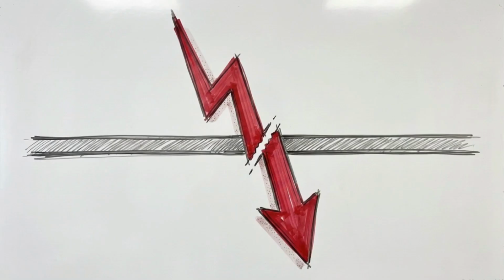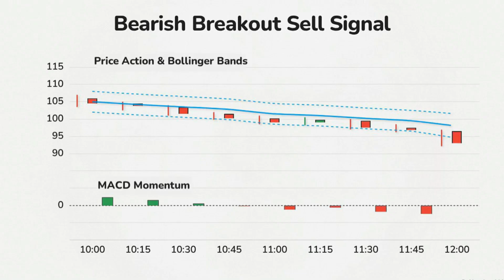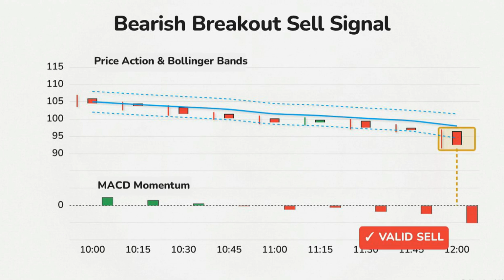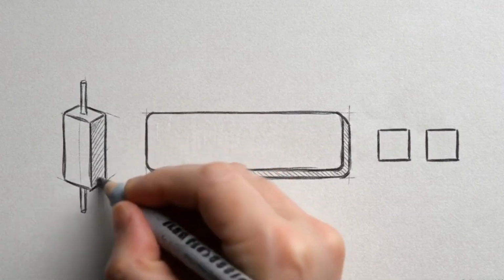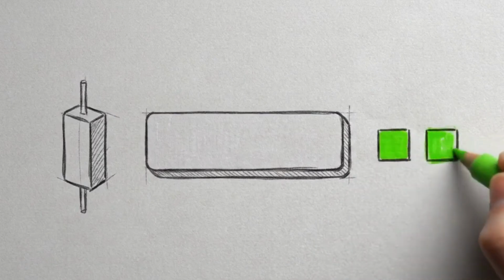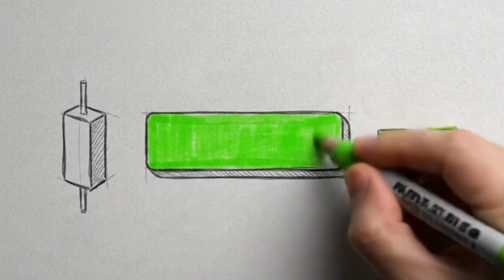The exact inverse applies for a sell signal. Wait for a candle to close fully below the lower Bollinger Band and confirm that the MACD histogram is flashing red below zero. This dual confirmation rule acts as a mechanical filter. It requires the market to prove its direction through both price action and momentum before you are allowed to execute.